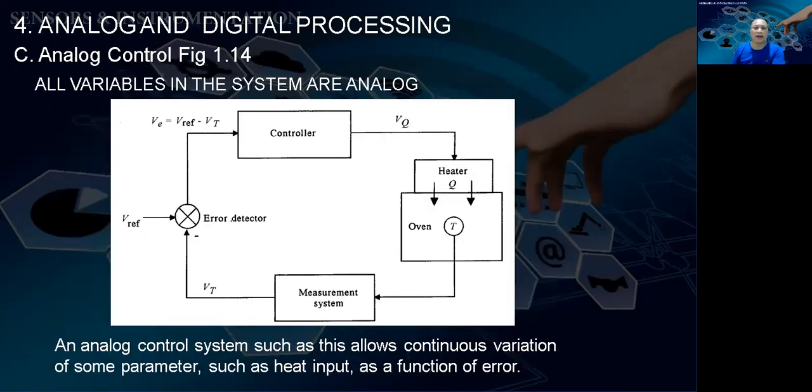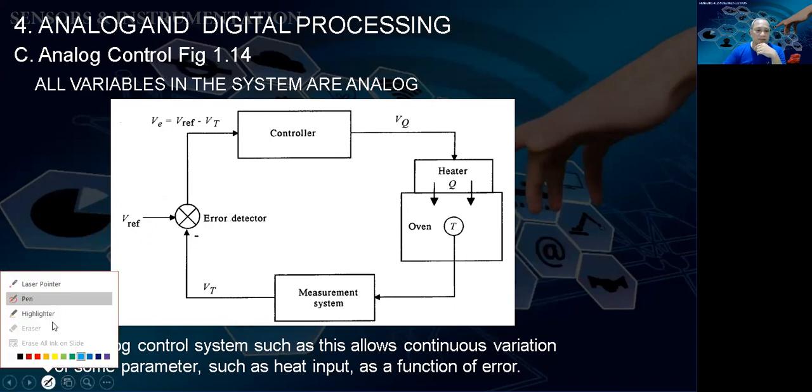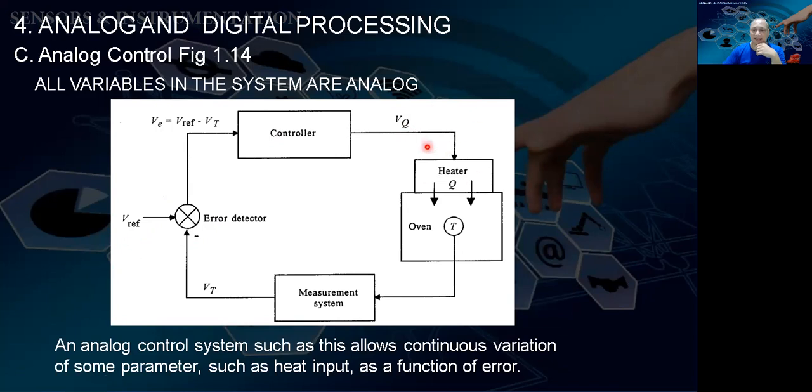Okay, analog control also involves measurement, like the one in the picture before. So this is a controller, and there's a heater. We have a heating oven and the temperature being measured, and then there is this V reference, and the V output is fed back to the subtraction mechanism, the error detector, and then it will drive the controller.